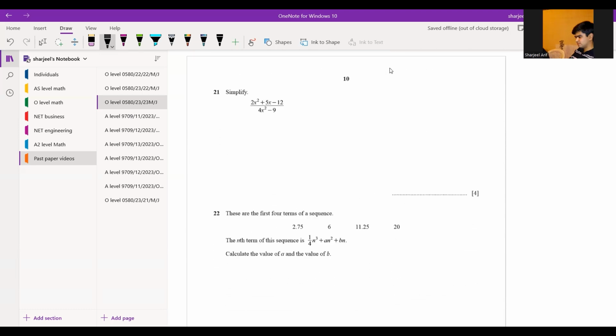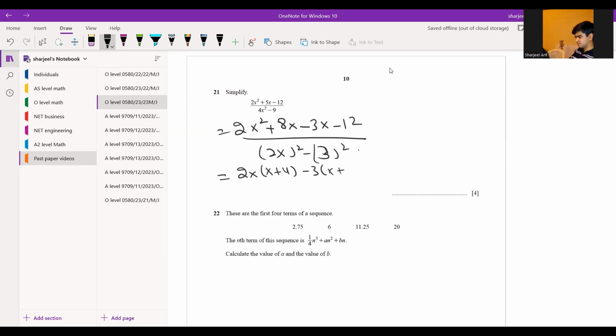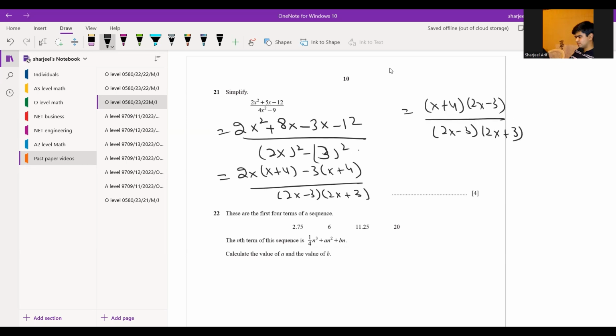For question number 21, you have to simplify it. So apply the factorization in the numerator and use the a square minus b square identity in the denominator. Simplify it. 2x minus 3 and 2x plus 3. 2x minus 3. Cancel these two to get plus 4 over 2x plus 3.